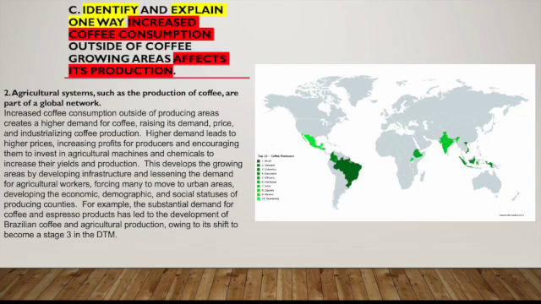So here, we identified one way and explained how increased coffee consumption outside growing areas can affect this production while also tying in that stimulus. So you need to make sure that you answer all parts of the question while also providing those relevant examples.